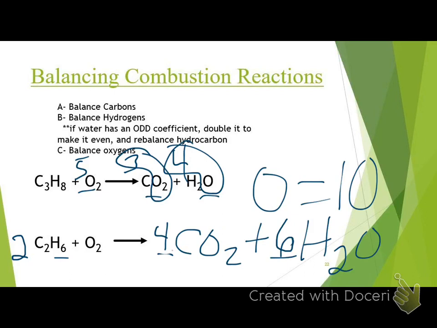So we double this to make it even. Is that like a rule? Yes. We double that to make it even. Then we have to go back and rebalance our hydrocarbons. Now here's really why. Here's the answer to why we have to double it to make it even.